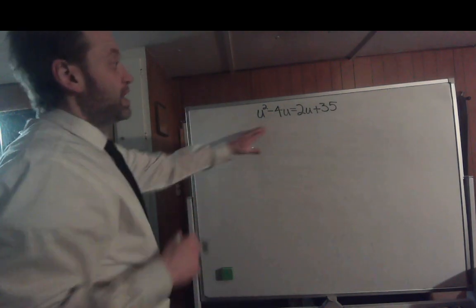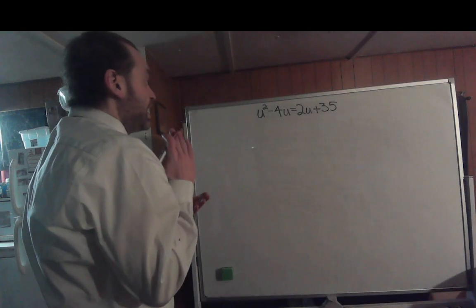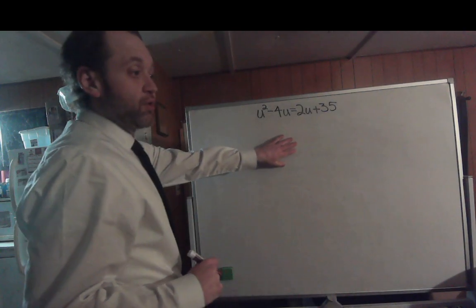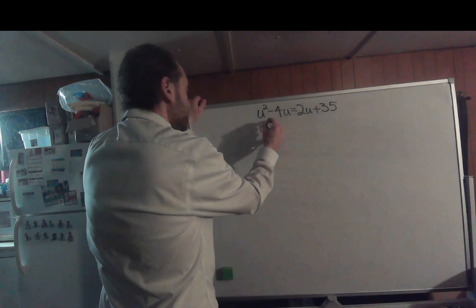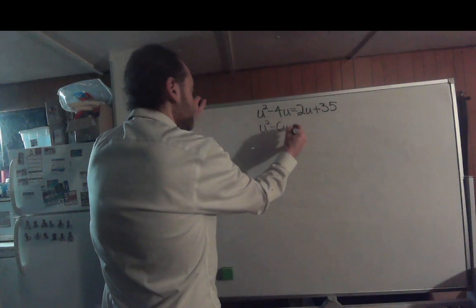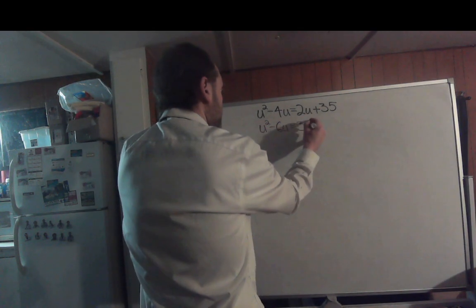All right. So we have u squared minus 4u is equal to 2u plus 35. All right. So u squared minus 4u equals 2u plus 35. Well, I'm going to say we get rid of the 2u term out of the right-hand side, but leave that 35 alone. So let's subtract 2u from both sides. This would turn into u squared minus 6u is equal to 35.